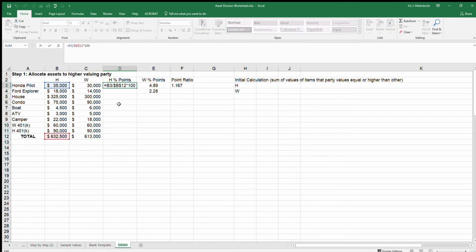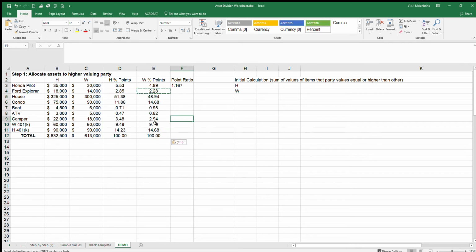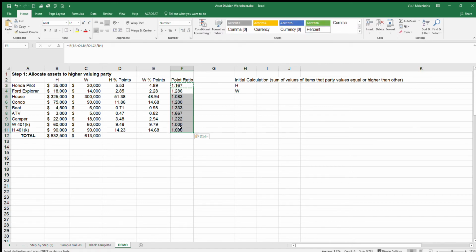So what I'm going to do is take each of these cells, drag it all the way down, and copy that and paste it all the way down. Obviously it's 100 and 100 down in the totals, so we don't need to do that. So here's the husband's distribution of his points. Here's wife's distribution of her points. And then I have what I call the point ratio, which is a formula that I have here that essentially says how far apart they are on each of these values.